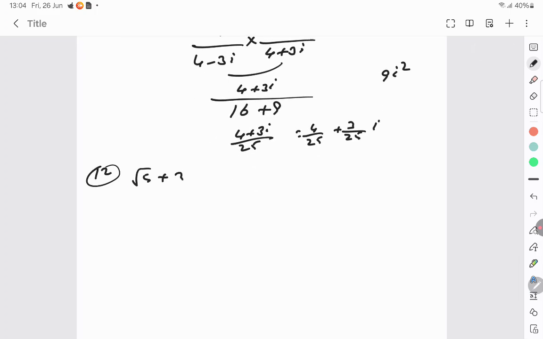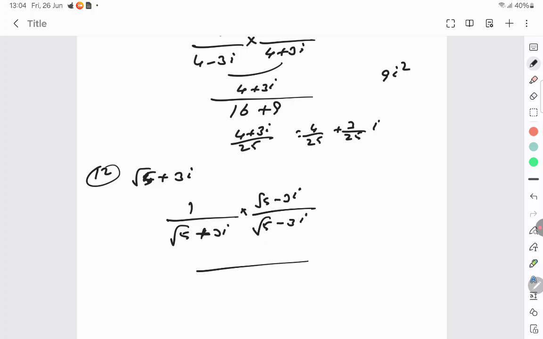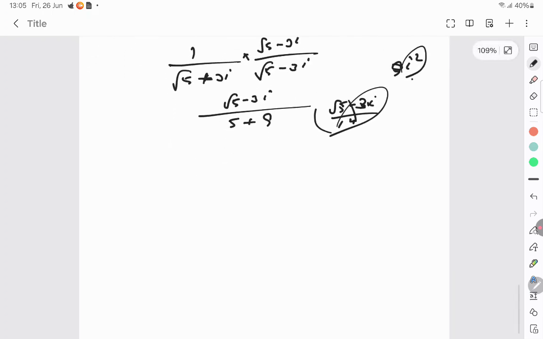12th question. Root 5 plus 3i. 1 by root 5 plus 3i into root 5 minus 3i by root 5 minus 3i. a square minus b square, 5 plus 9. b square is 9i square. i square itself is minus 1. So minus of minus plus, root 5 minus 3i by 14. So you can separate out the real part and the imaginary part.